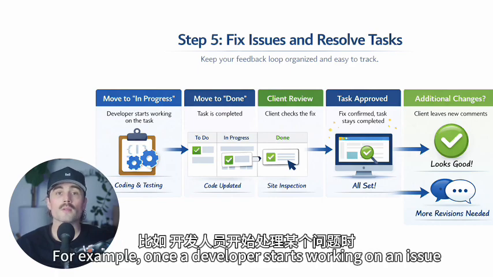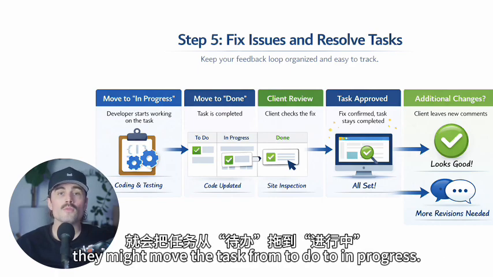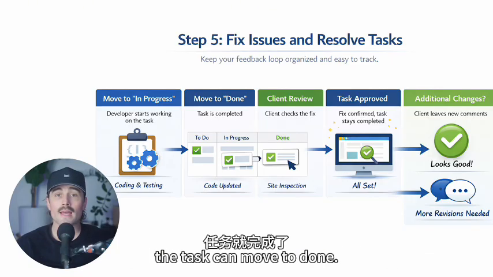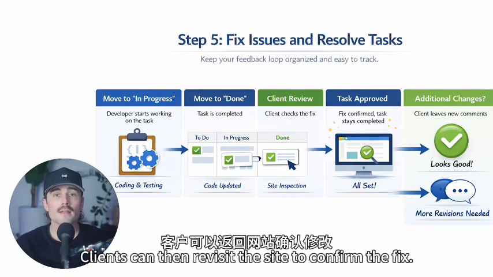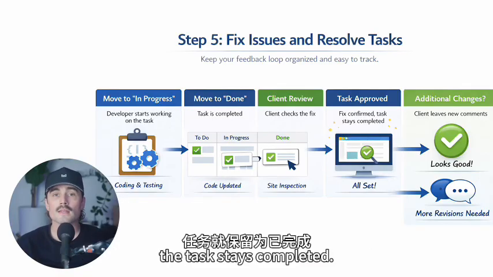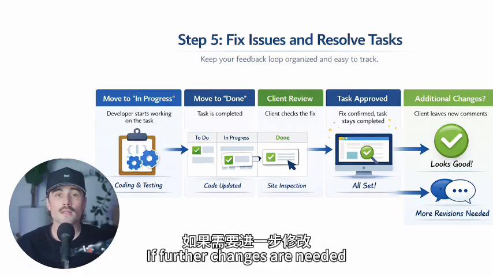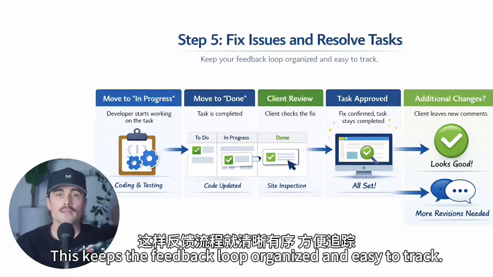For example, once a developer starts working on an issue, they might move the task from to do to in progress. When the change is finished, the task can move to done. Clients can then revisit the site to confirm the fix. If everything looks good, the task stays completed. If further changes are needed, they can leave additional comments. This keeps the feedback loop organized and easy to track.